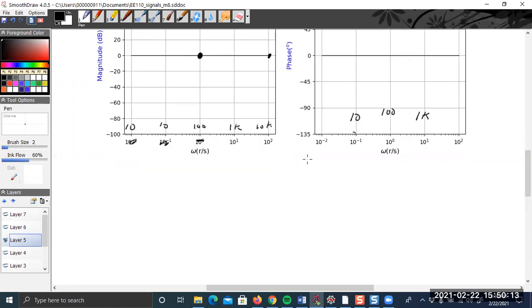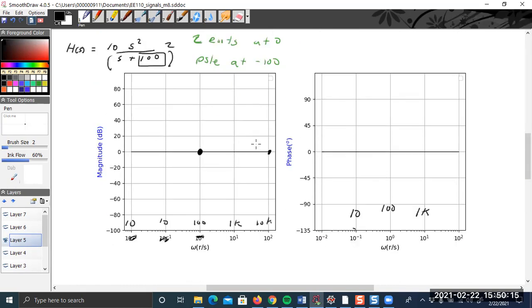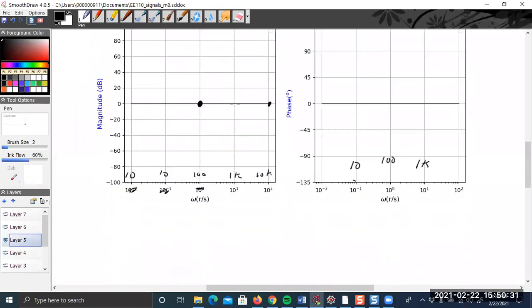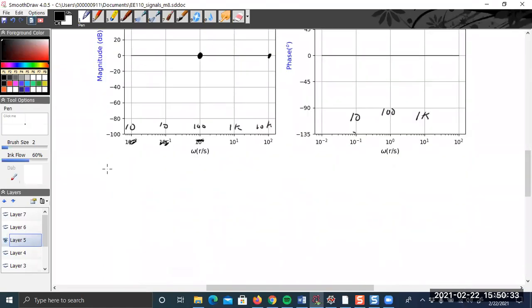So let's do the magnitude. And so this is 0, which we can't really plot. So we just know that omega is going to have to be greater than 0. We'll just keep that in our mind. But we do have a pole repeated at minus 100 radian per second. So let's just do it.